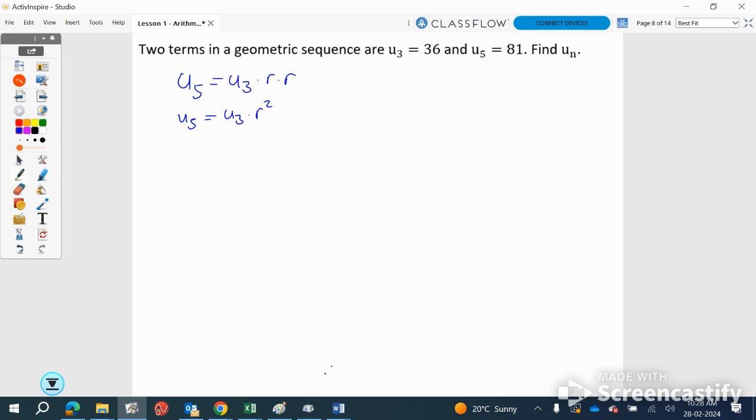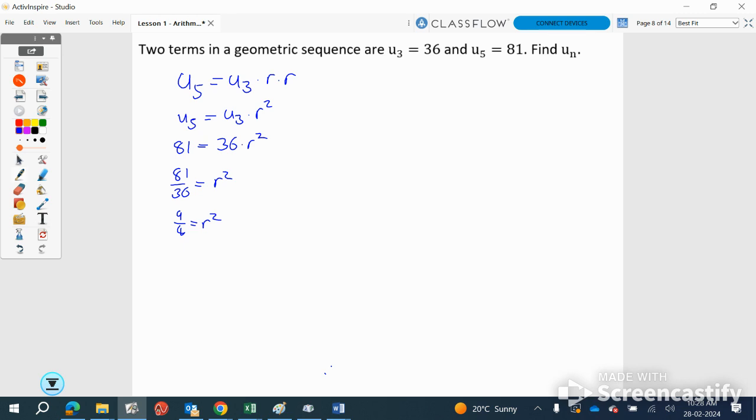We can put our numbers in. We have 81 and we have 36 multiplied by R squared. This gives us 81 over 36 is equal to R squared. Simplify your fractions. You're going to get 9 over 4 is equal to R squared.